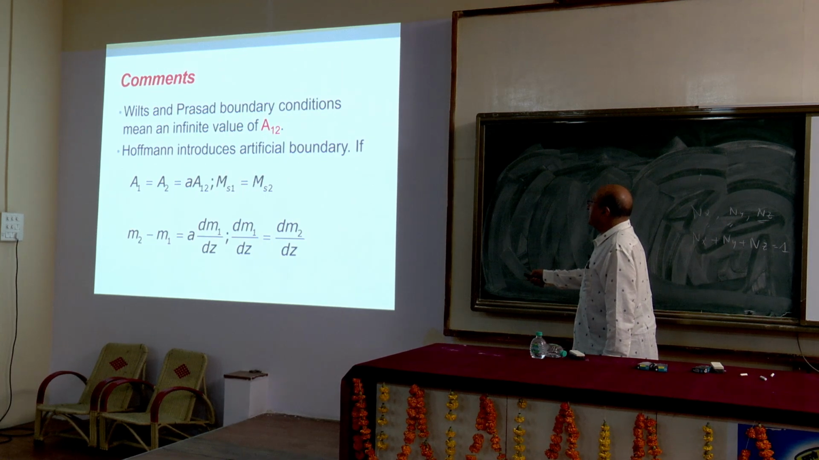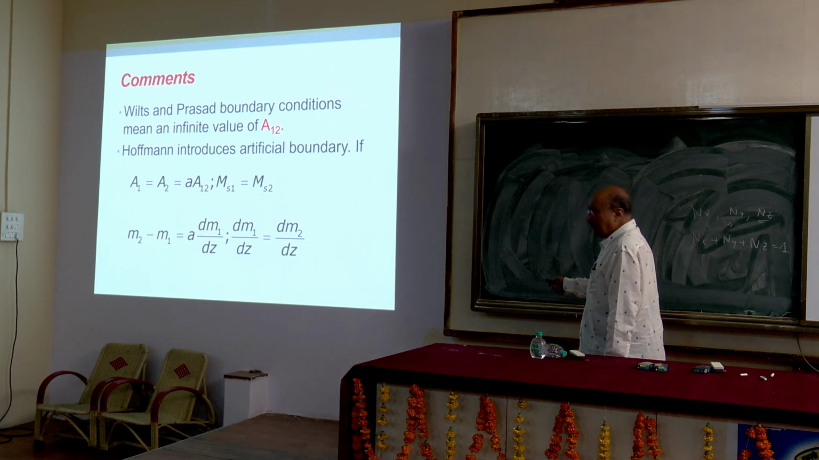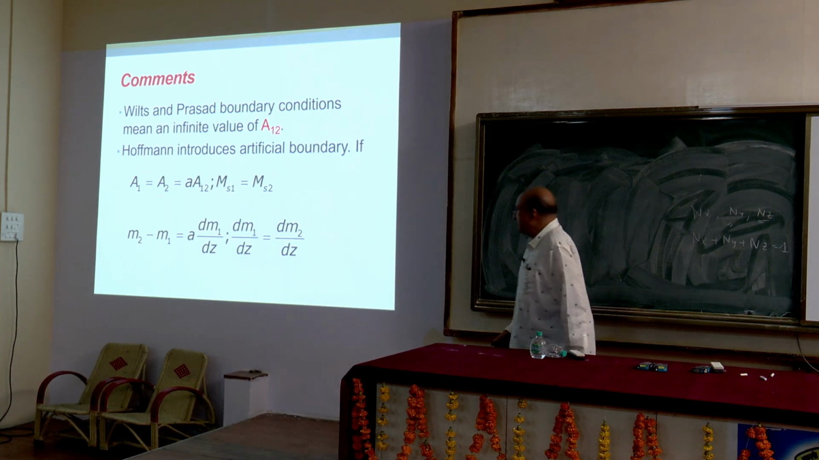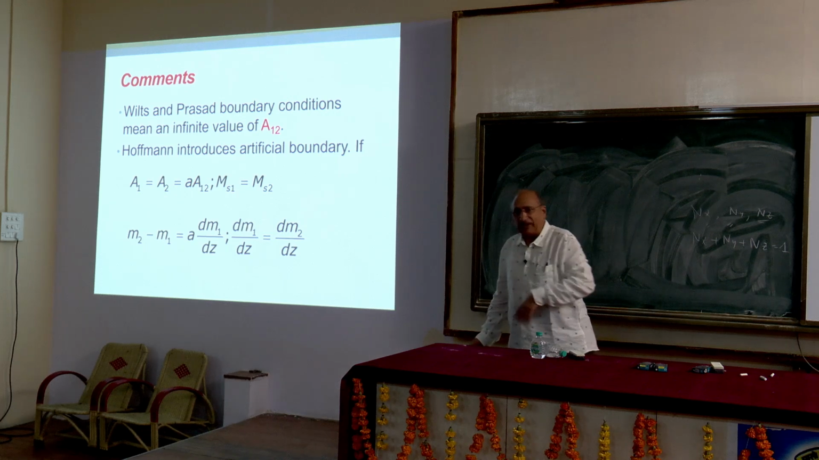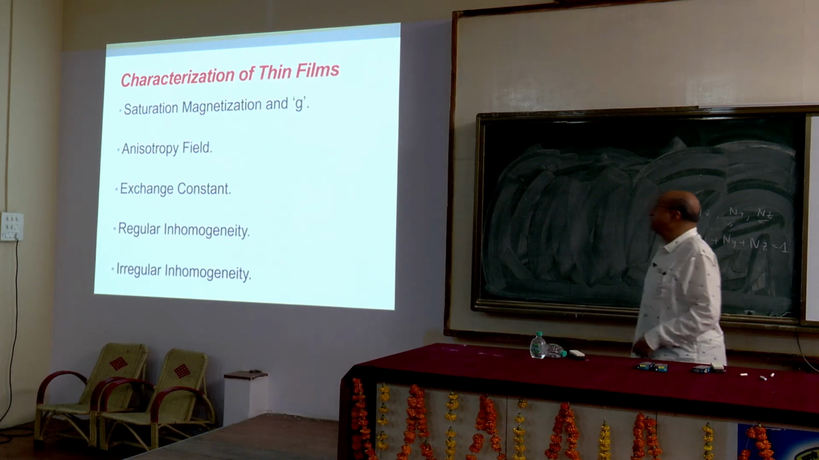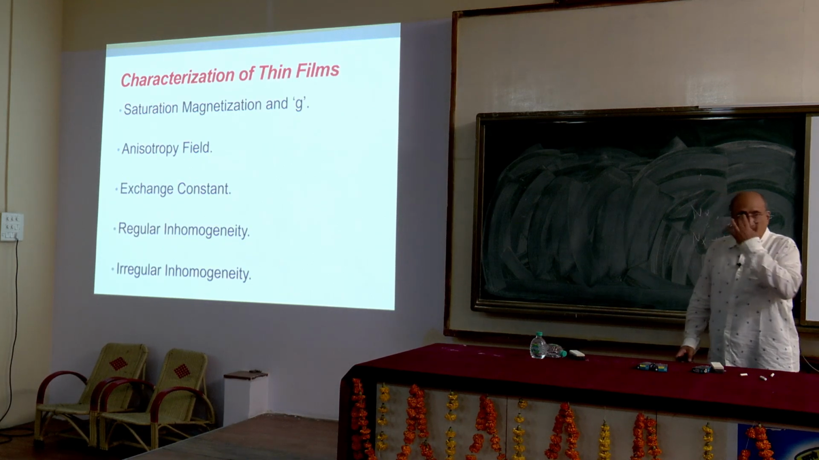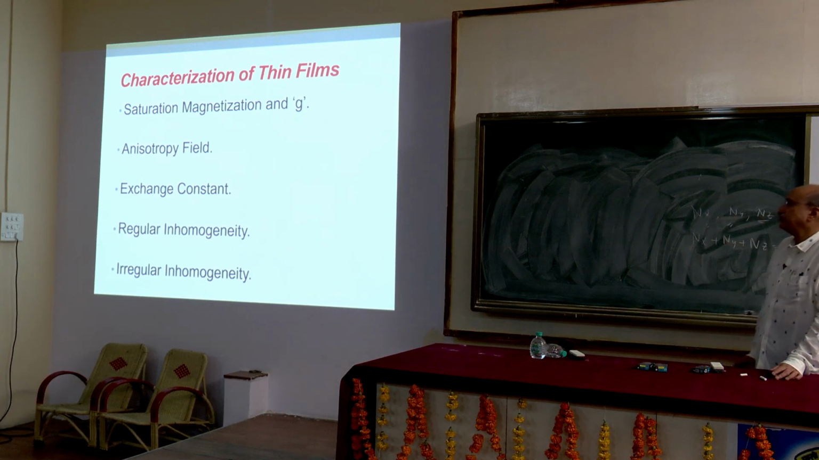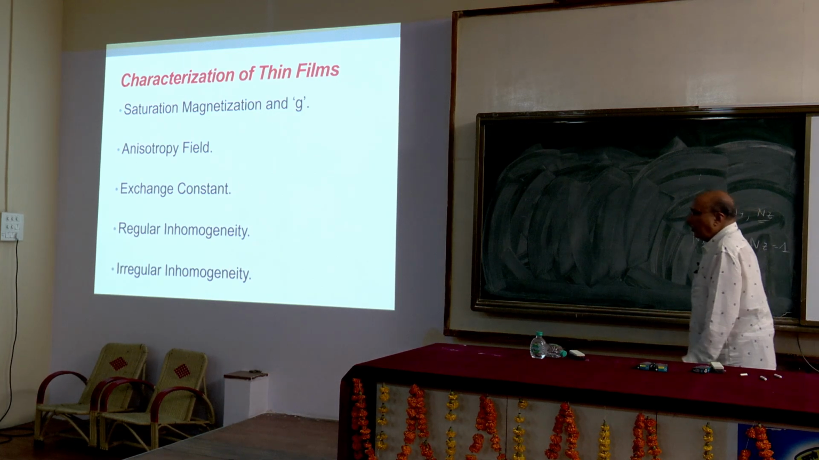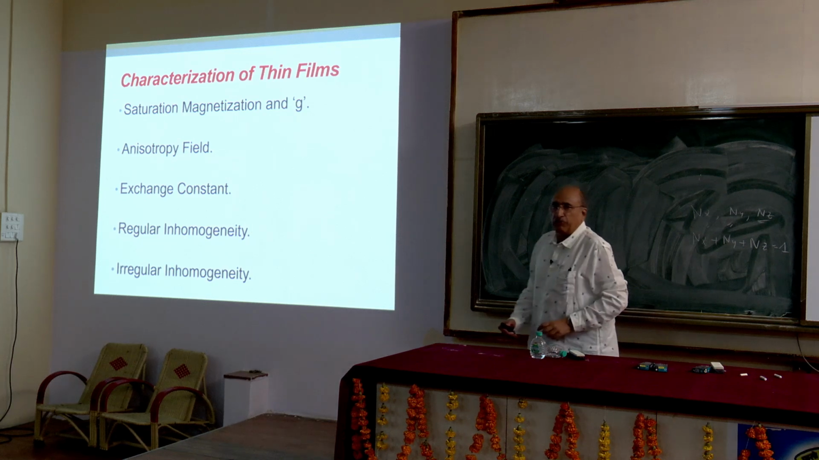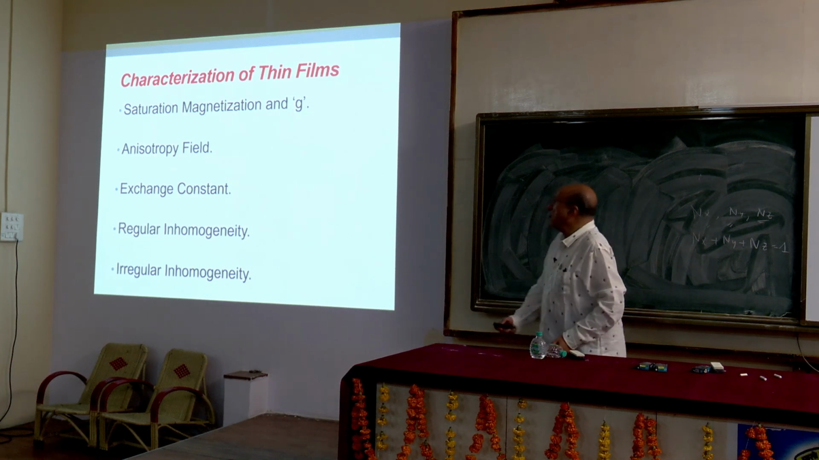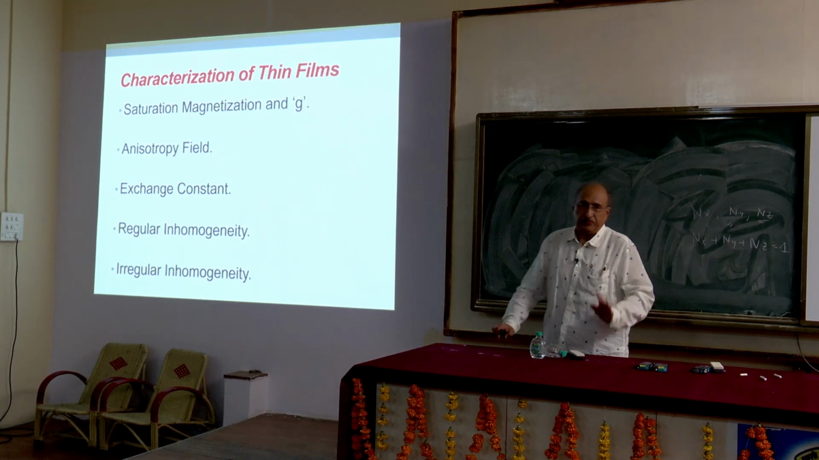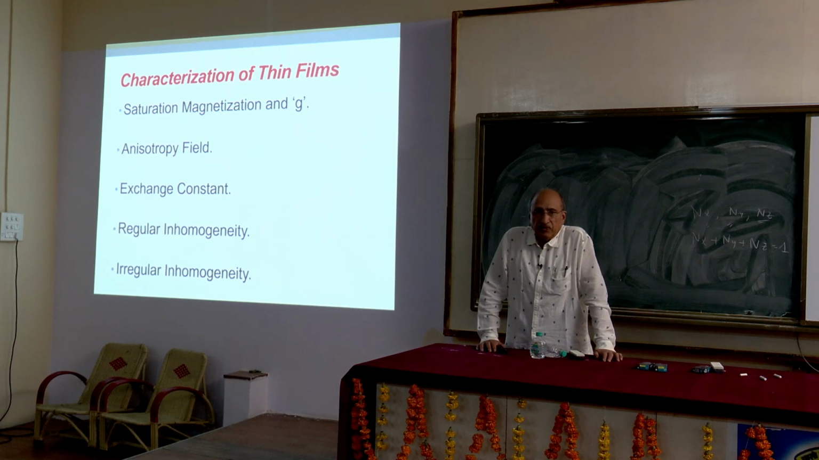The Wills and Prasad boundary condition means an infinite value of A12. Hoffman introduces an artificial boundary. This also had some problems. These boundary conditions were also solved. In fact, there is a separate lecture one can give on boundary conditions. Let's not bother about those. Let's assume that there is some boundary condition which works. Now, what are the things for which this particular method can be used? Most importantly, saturation magnetization and g. About that, I have already shown you quite a bit.